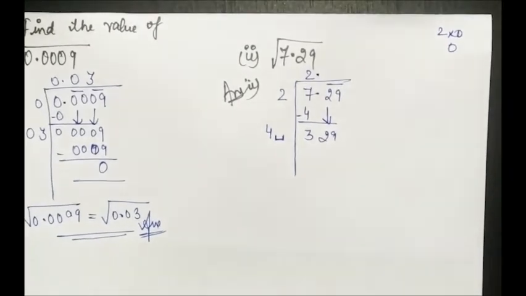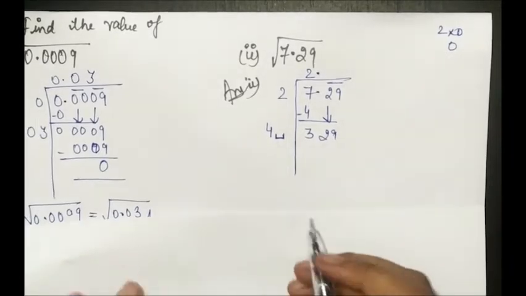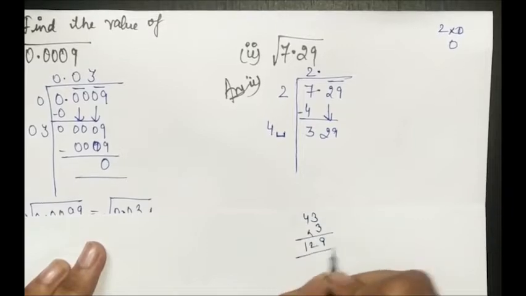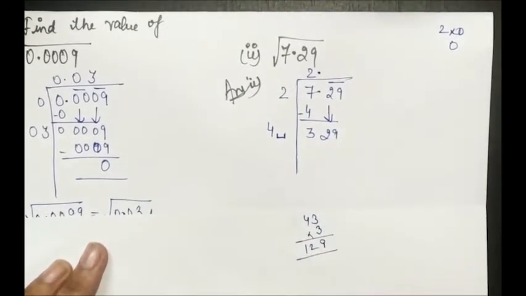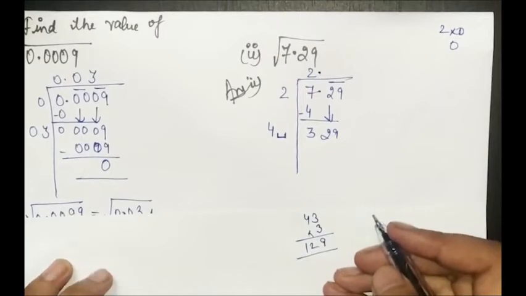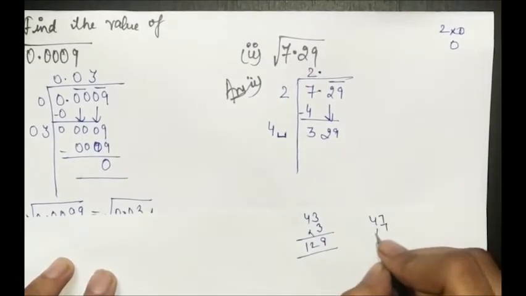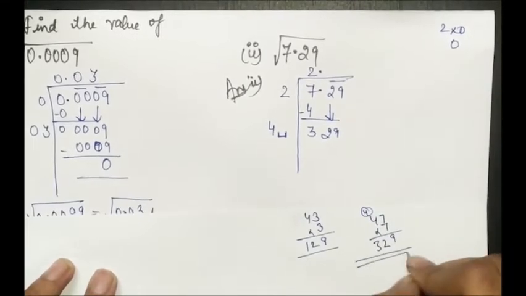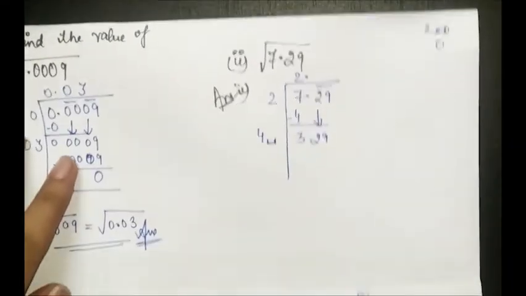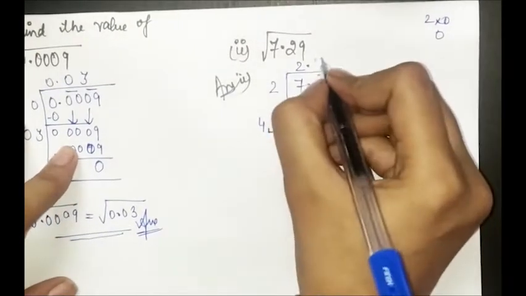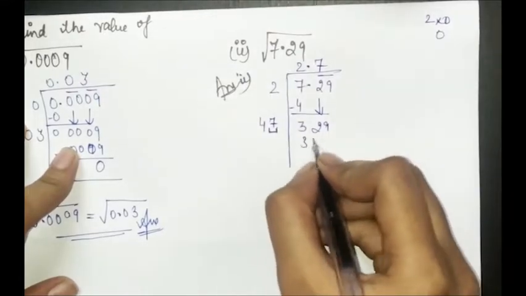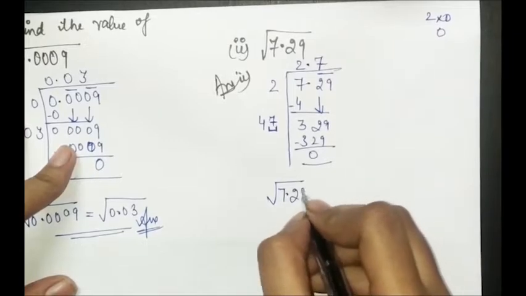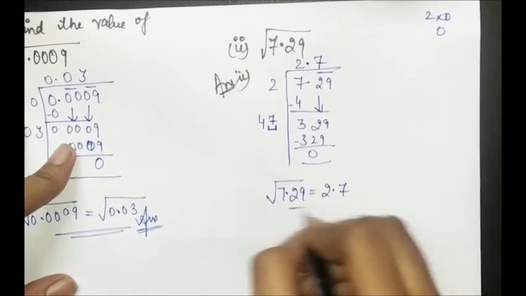Now we'll be doing this part. So we'll be writing 4 into 4: 3 3s are 9, 4 3s are 12, means 129. 329, 129 is smaller than this. So now we will be doing with 7. 7 7s are 49, 7 4s are 28, 9, 30, 31, 32, means this will be completely divisible. So here we will be writing 7. So 2.7 will be the answer, and 329 is completely divisible. So you will be writing that 7.29 is the square root of 2.7.